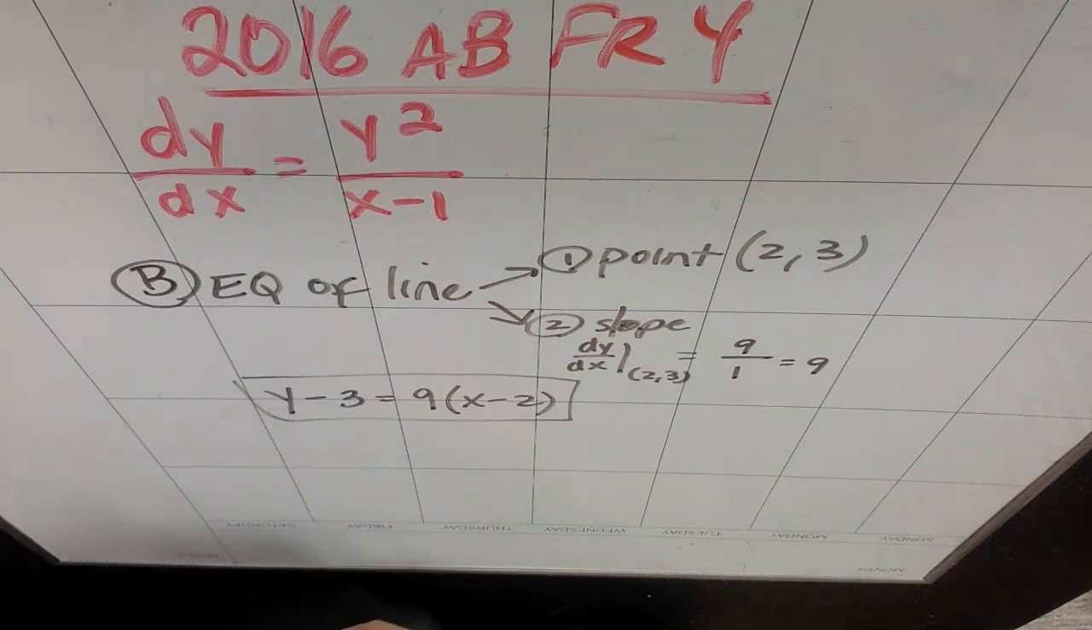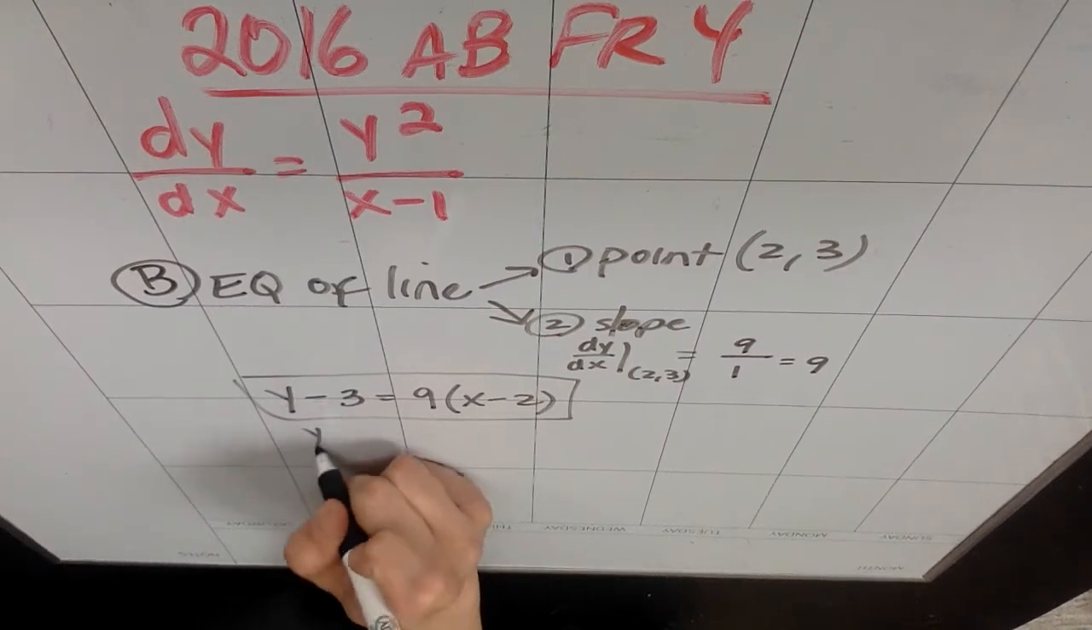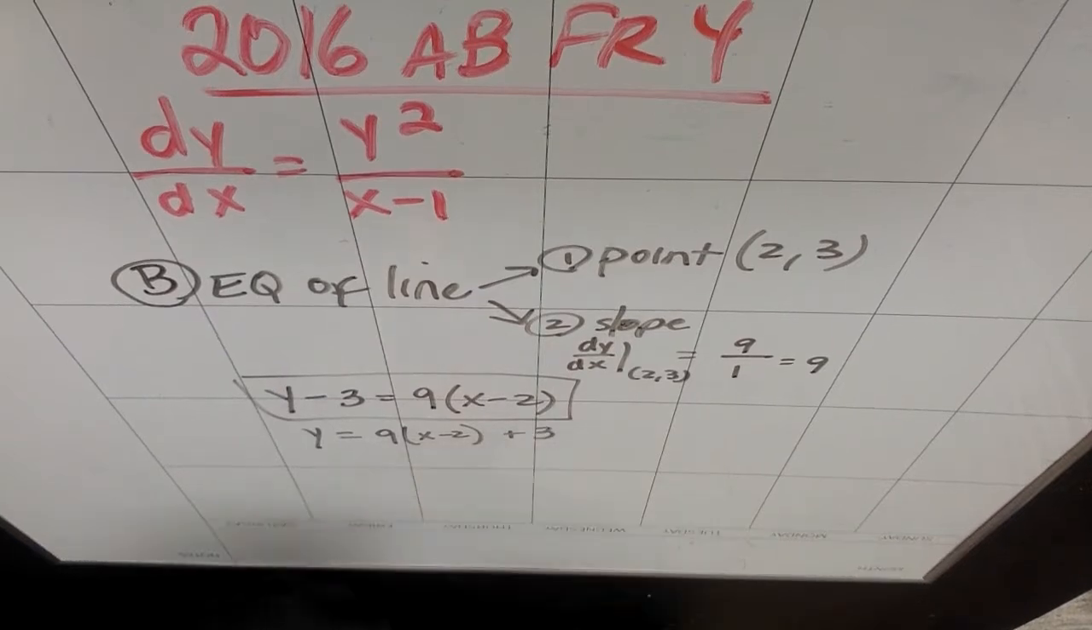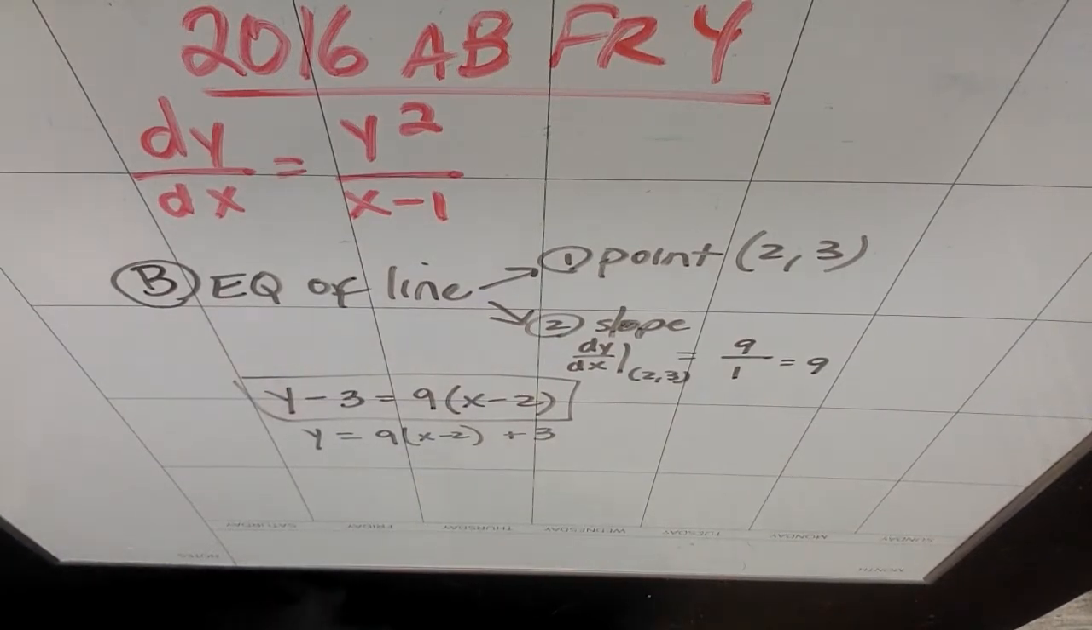Now, they didn't specifically say that you have to solve it for y, so that answer should be just fine. But if you wanted to solve it for y, the safest way is to just add the plus 3 to the other side without bothering to distribute the 9. Right, so that's the first thing they asked, the equation of the tangent line.